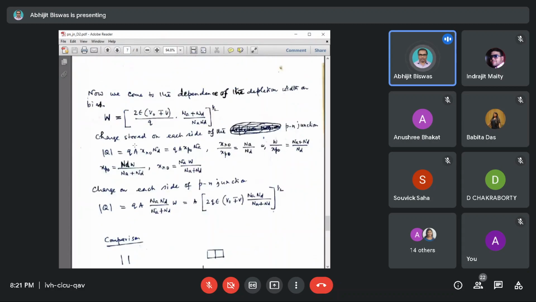Now I come to another important point. You know that there is a dependency of the depletion width on the bias condition. So W can be given by twice epsilon into V0 minus plus V divided by q into Na plus Nd by Na into Nd whole to the power half.